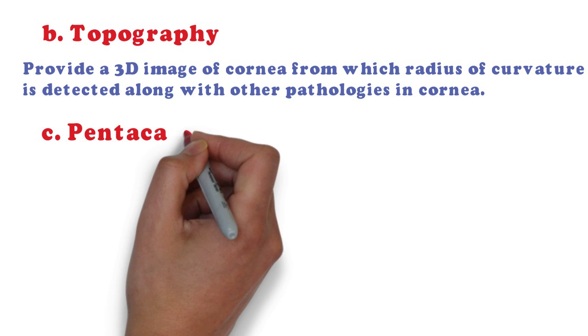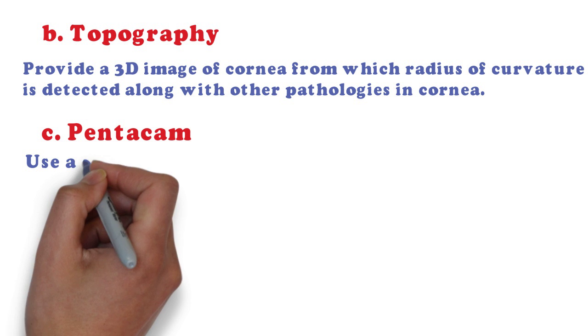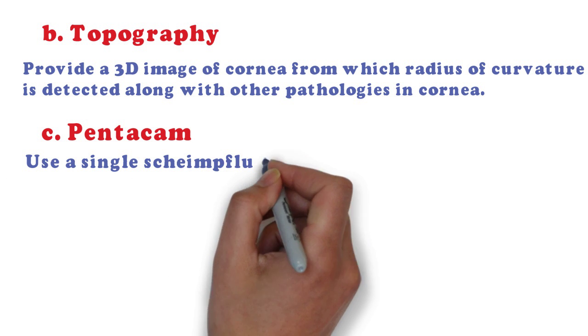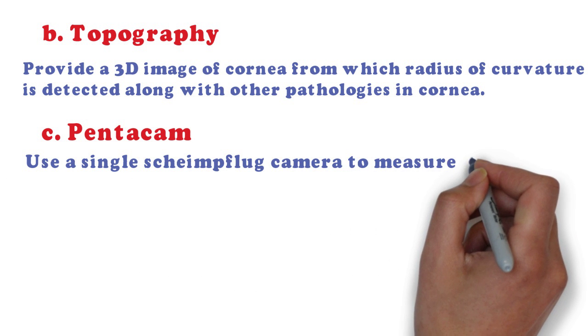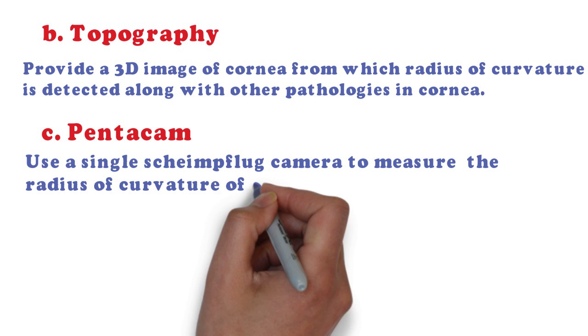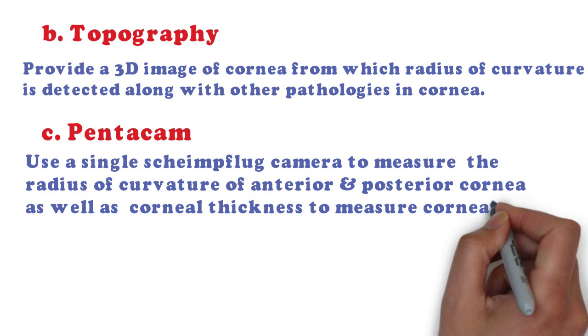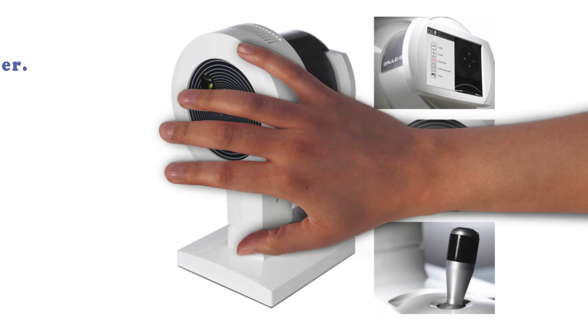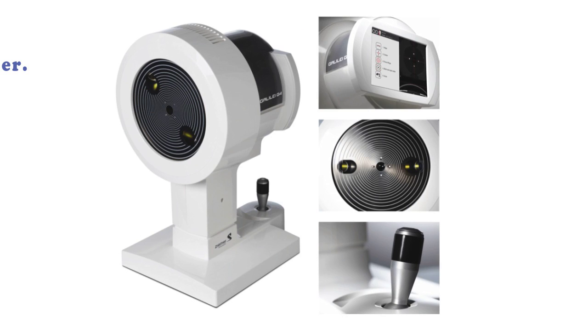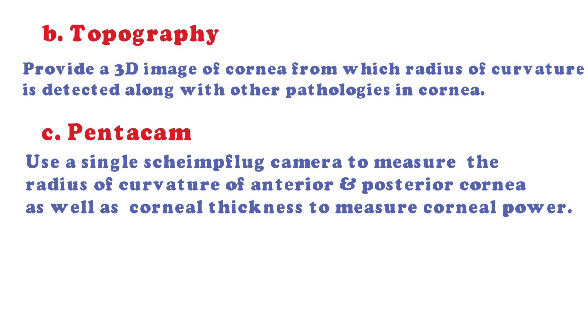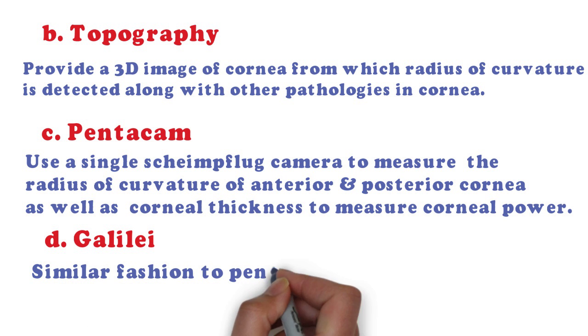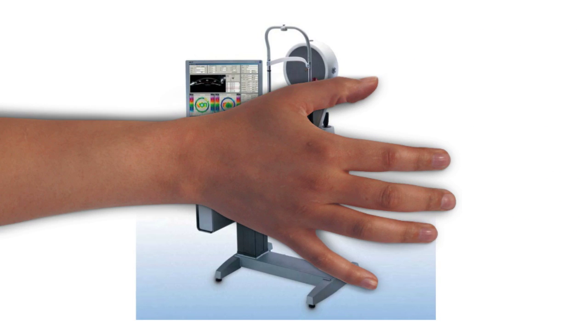C. Pentacam. Pentacam uses a single Scheimpflug camera to measure the radius of curvature of anterior and posterior cornea as well as corneal thickness to measure the corneal power. Here is a figure of Pentacam instrument. D. Galilei. The Galilei is an instrument which works in a similar fashion to Pentacam. Here is a figure of Galilei instrument.